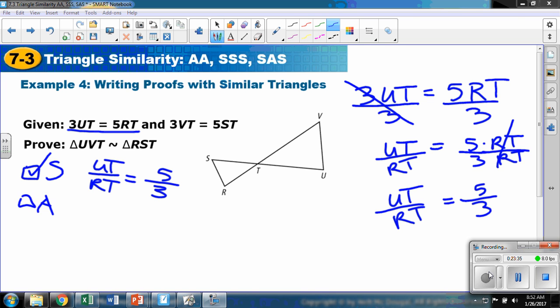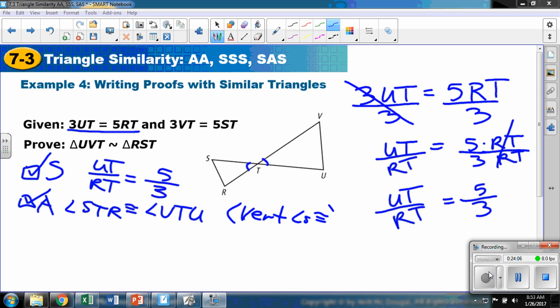We, of course, have the angles because of vertical angles. Angle STR is congruent to angle UVW. Okay, STR would be VTU. And again, that's because vertical angles are congruent. Now we need another pair of sides. But we've got the same thing here.